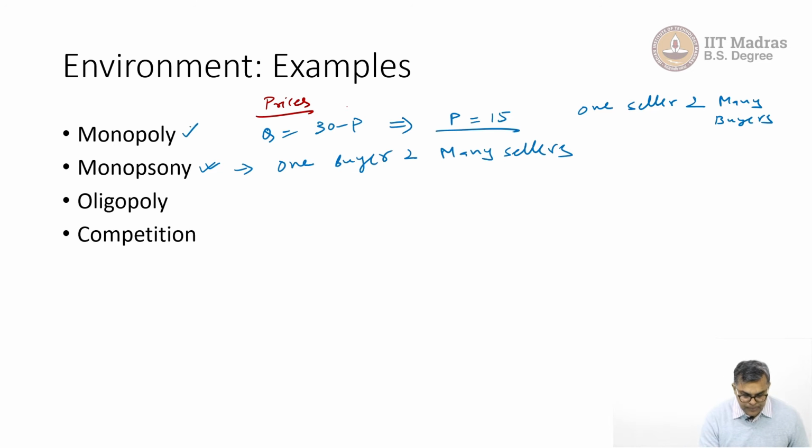Here the monopolist has all the power in the market, and in monopsony the buyer has all the power. Oligopoly is an example where there are two apartment complex owners. Each one of them has to think about what the other is going to charge for their apartment. This we will study once we understand how to solve games.